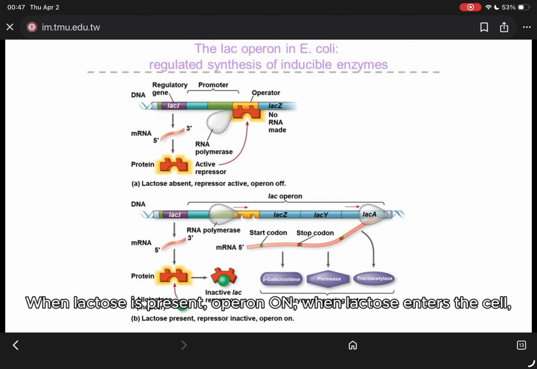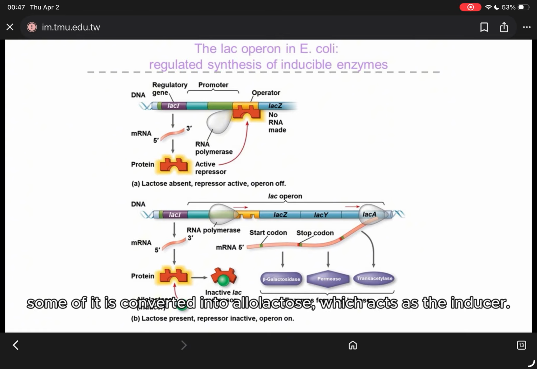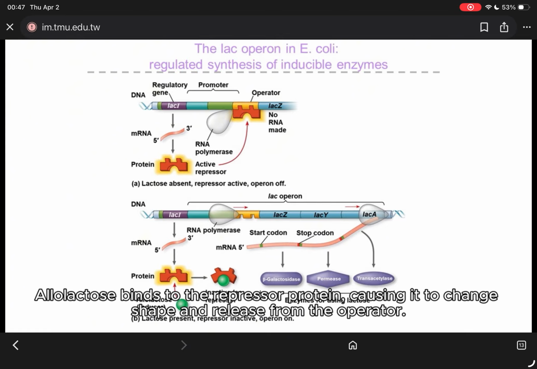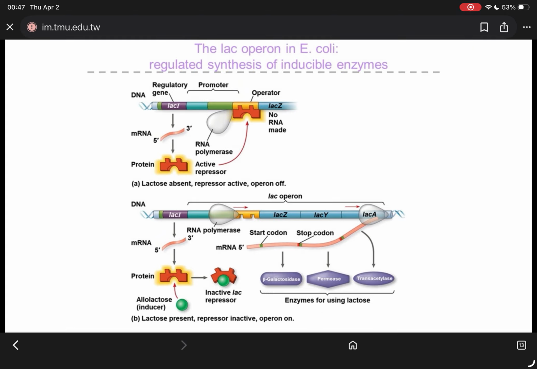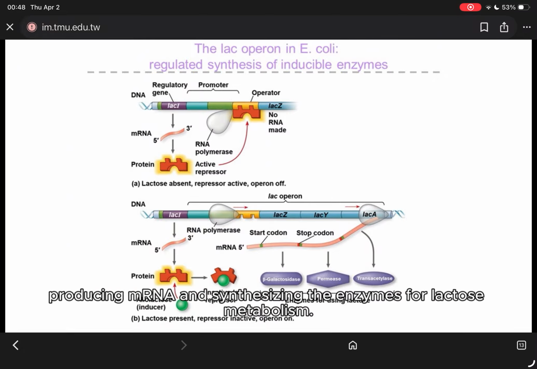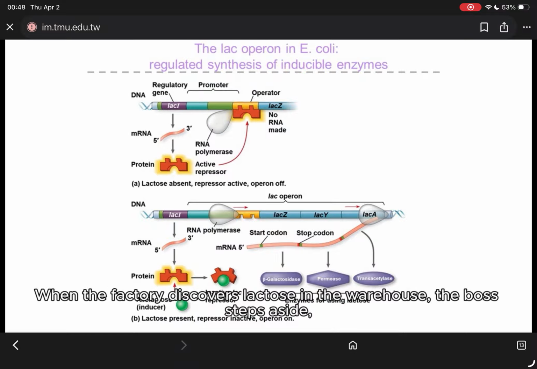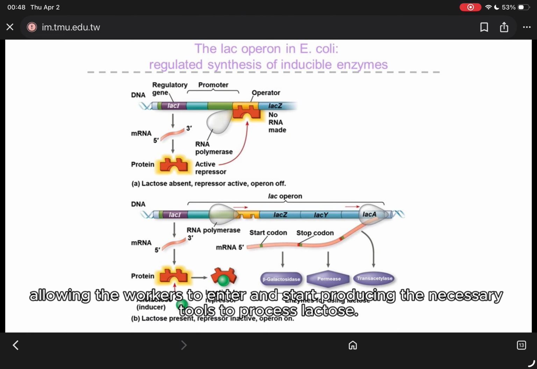When lactose is present, the operon is on. When lactose enters the cell, some of it is converted into allolactose, which acts as the inducer. Allolactose binds to the repressor protein, causing it to change shape and release from the operator. With the repressor out of the way, RNA polymerase can now bind to the promoter and transcribe the lac operon, producing mRNA and synthesizing the enzymes for lactose metabolism. Analogy: when the factory discovers lactose in the warehouse, the boss, the repressor, steps aside, allowing the workers, RNA polymerase, to enter and start producing the necessary tools, enzymes, to process lactose.